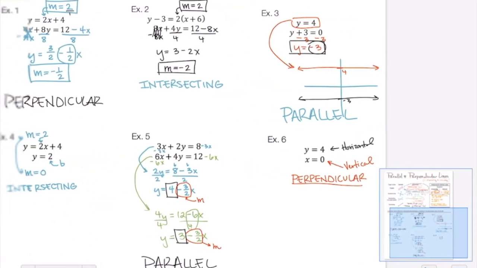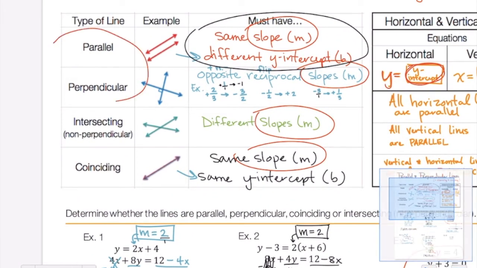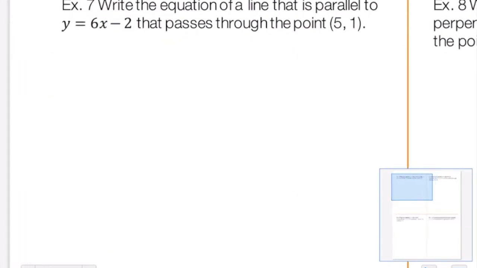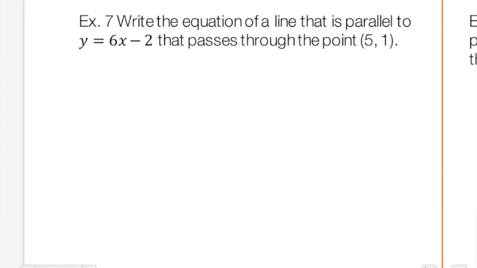All right, so let's move on. So what we're going to do now is we're just going to focus on parallel and perpendicular lines, and we're going to use the properties of those lines to write equations of new lines. So let's do those. So for example 7, it says write the equation of a line that's parallel to this line right here and that passes through this point right here.